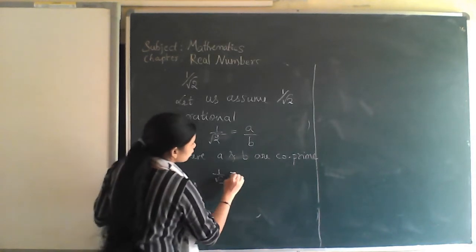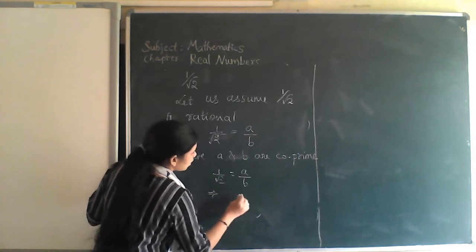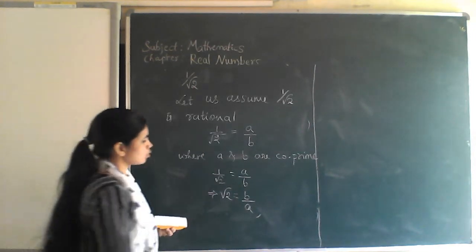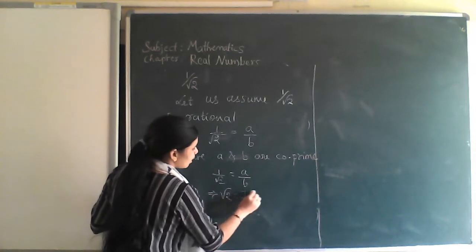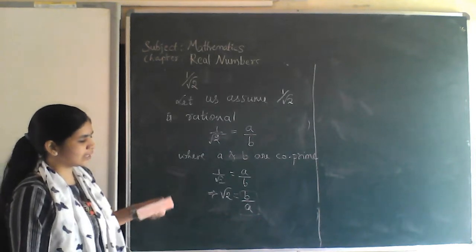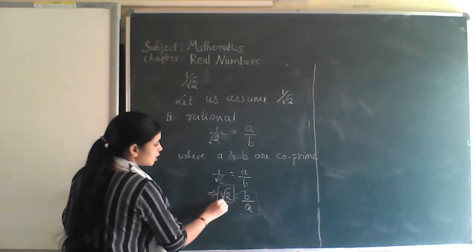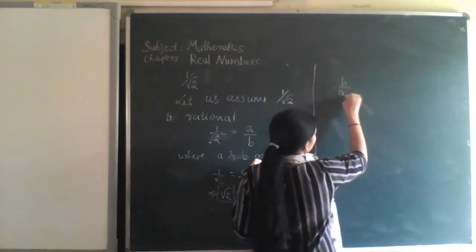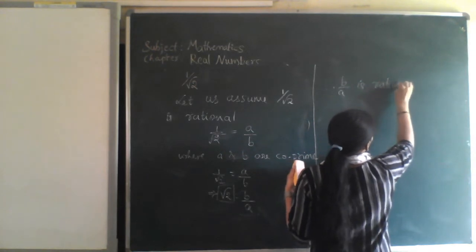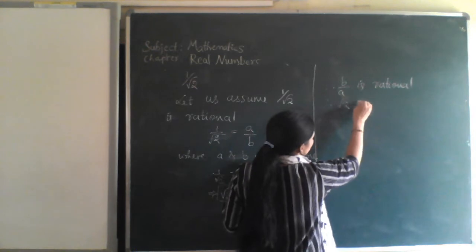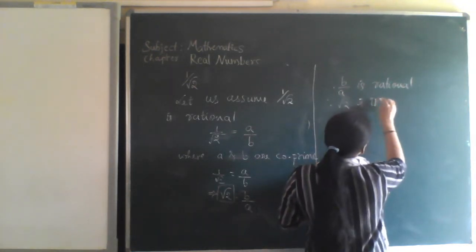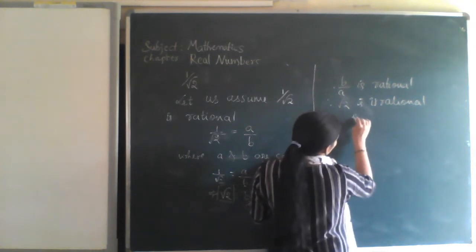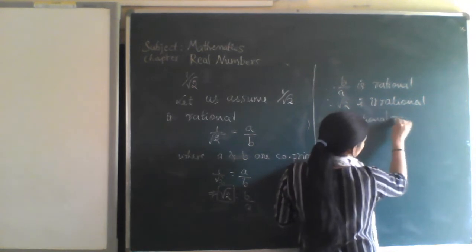1 by root 2 is equal to a by b can be written, reversed in order, as root 2 is equal to b by a, where b by a is in the form of p by q. Then that is a rational number. We know root 2 is an irrational number, so root 2 is not equal to b by a. b by a is a rational number and root 2 is an irrational number. A rational number can't be equal to an irrational number.